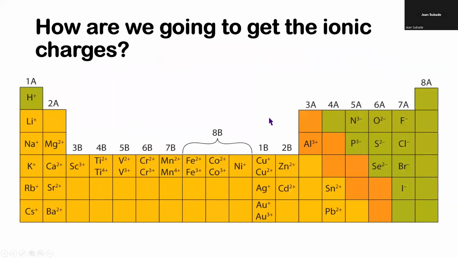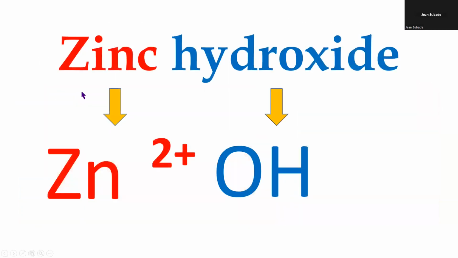How are we going to get the ionic charges? You may look at your table of elements and find the charges of zinc and hydroxide. I got here zinc, +2. For hydroxide, we have +1 for hydrogen and -2 for oxygen. Getting the difference between the two, you will get zinc +2 and hydroxide -1.